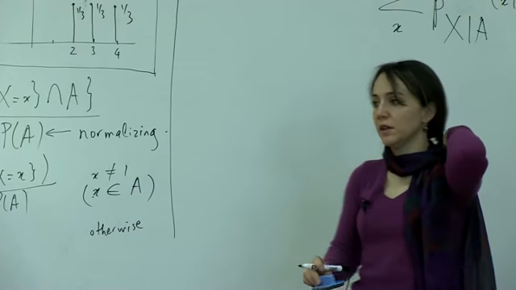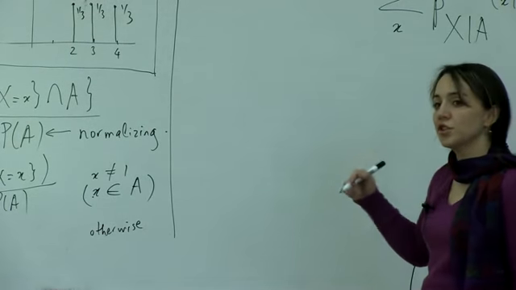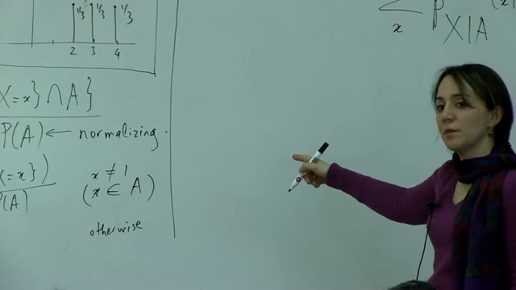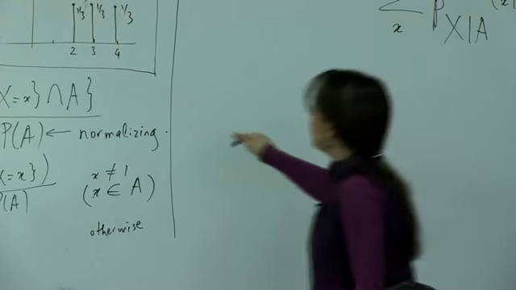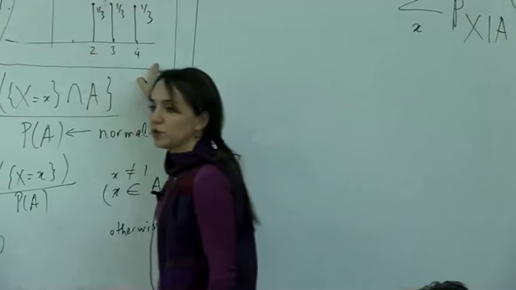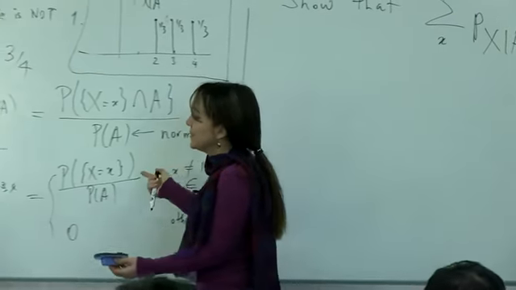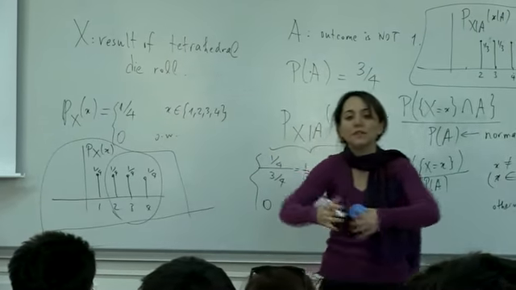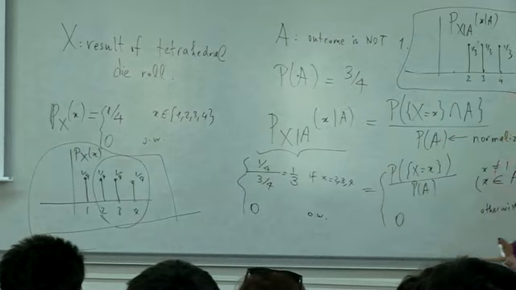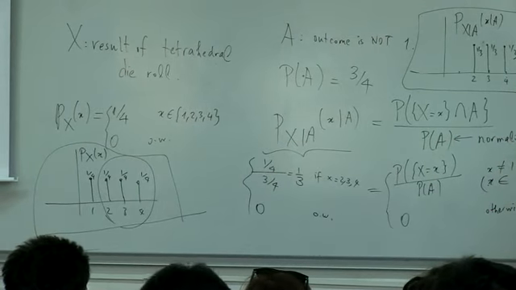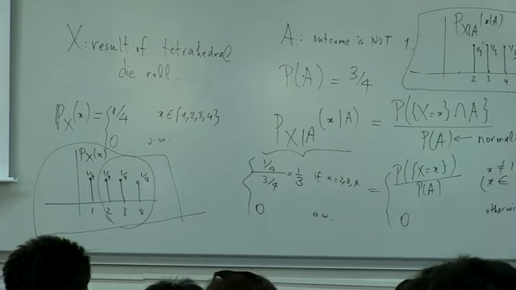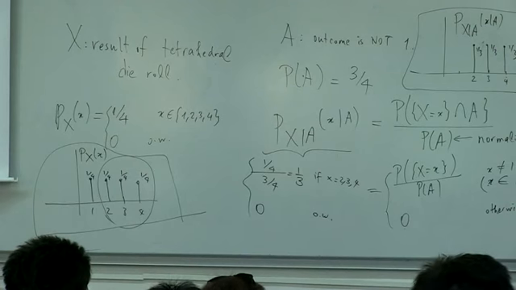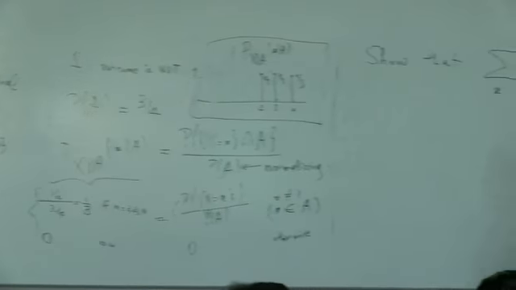Okay, normalizing the fractions such that they will sum to 1 over a more restricted range of values. Now that we restricted the possible values to 2, 3, and 4, we need to rescale the probabilities such that they'll sum to 1. Okay. So now let's show this formally. Let's formally show that the normalization is successful.